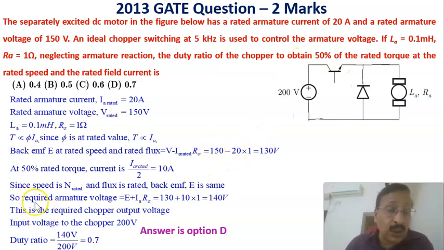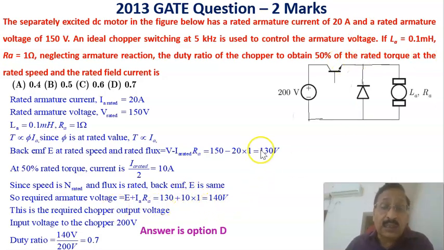Therefore, the required armature voltage in the second case, that is when the torque is 50%, can be calculated as back EMF plus IaRa. Back EMF we already calculated as 130 volt. Therefore 130 plus IaRa. Now the current has been reduced from 20 amperes to 10 amperes, therefore 10 into the armature resistance of 1 ohm. Therefore it is equal to 140 volt. So the required armature voltage in the second condition, where the torque is 50% of the rated value, is 140 volt.